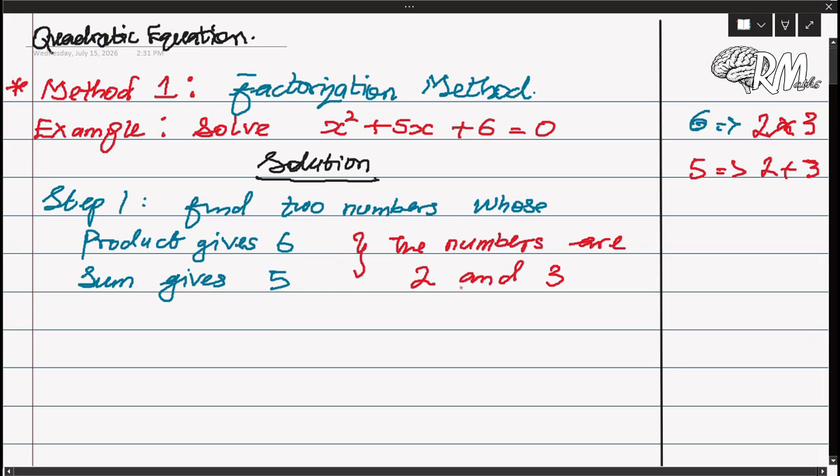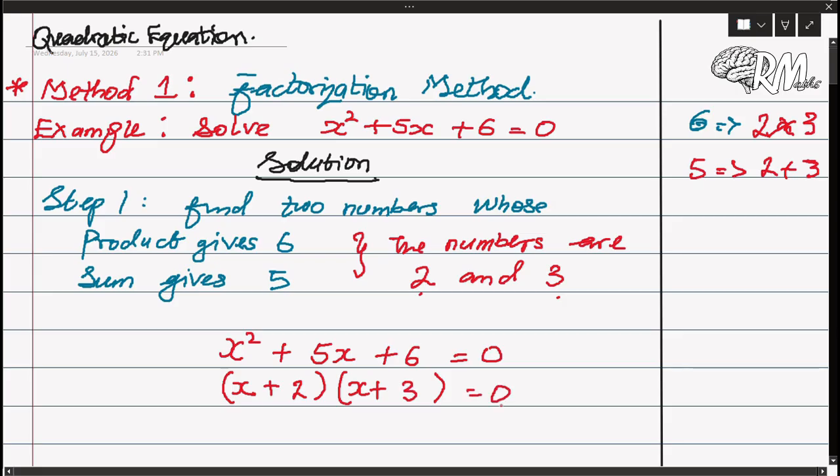Now that we have found the two numbers, we are going to put them in two separate brackets. From the question again, we have x squared plus 5x plus 6 equals 0. So I'm going to bracket here and bracket here. In one bracket I put x plus, in the second bracket I also put x plus. Now my work is just to put the two numbers we found into the brackets. So I'll put 2 here and 3 here, then equals 0.